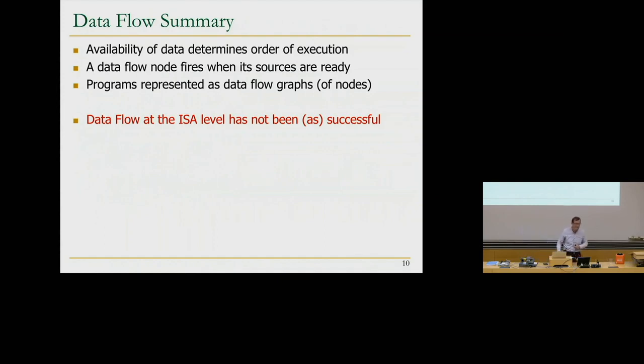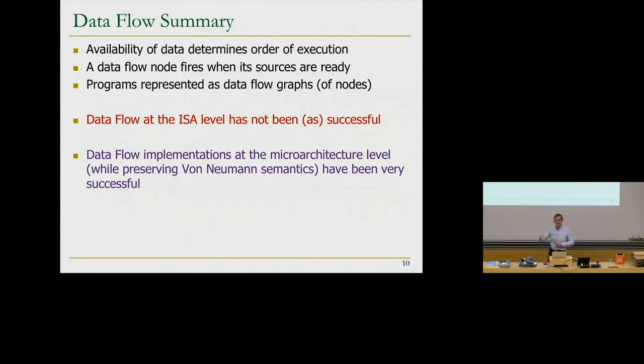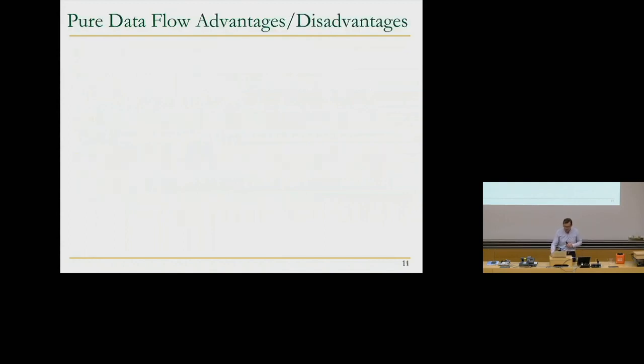What has been really successful is hiding the data flow from the programmer. That's what out-of-order execution is. You do this data flow execution internally at the microarchitecture level, while giving the illusion to the programmer that everything is sequential, which is the von Neumann model. And that has been extremely successful. All modern processors do it. This thing is doing it right now. All modern high-performance processors, I should say. There are microcontrollers that don't do it, but they're very low performance to begin with. Out-of-order execution is the prime example of this.